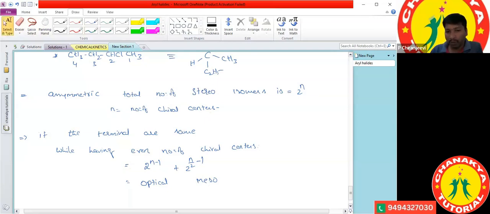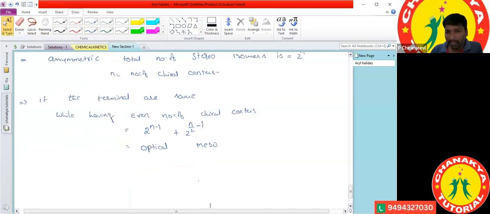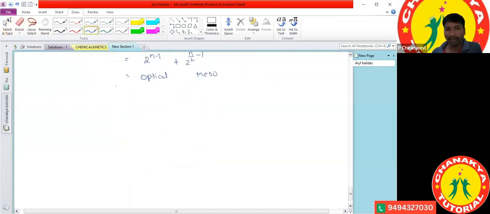So what is meant by a meso compound? Can I give one example? Let us see, I'm taking meso tartaric acid. What is the molecular formula of tartaric acid? COOH, then H, OH, then OH, H, then COOH.